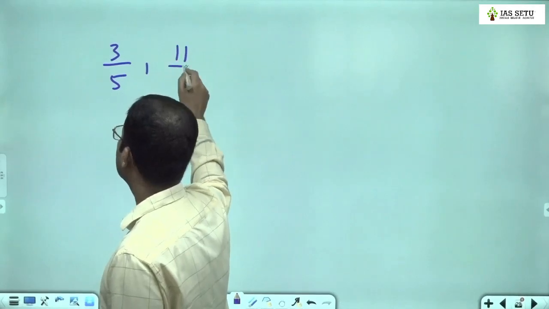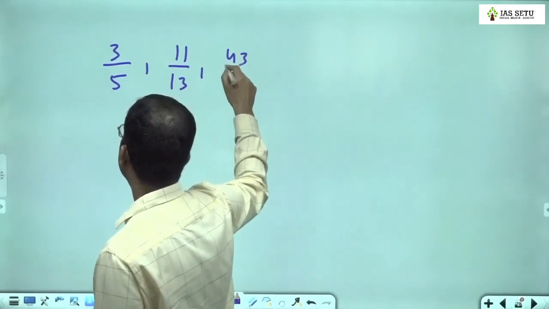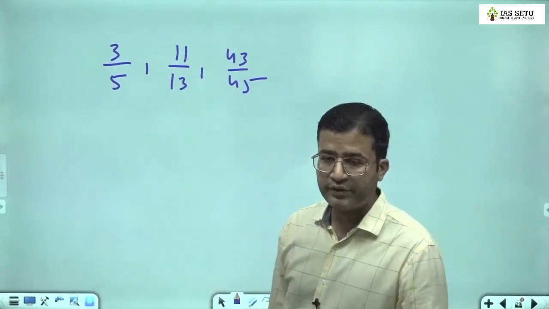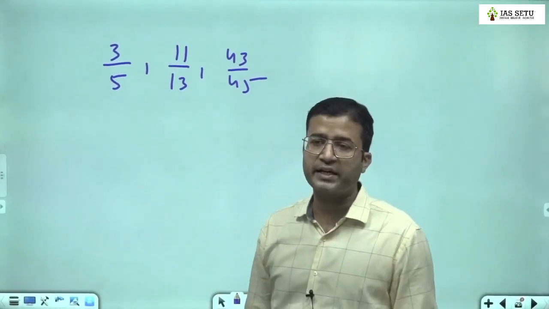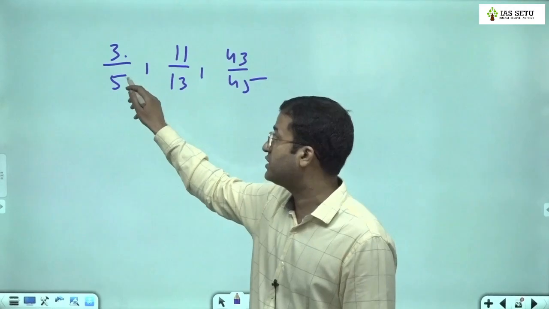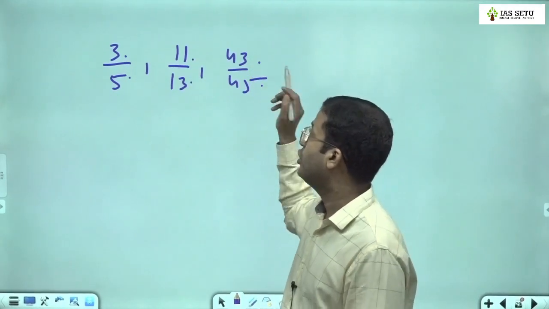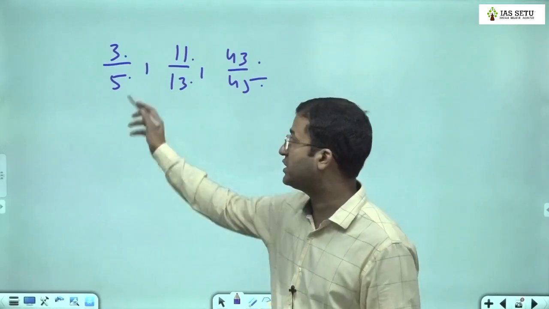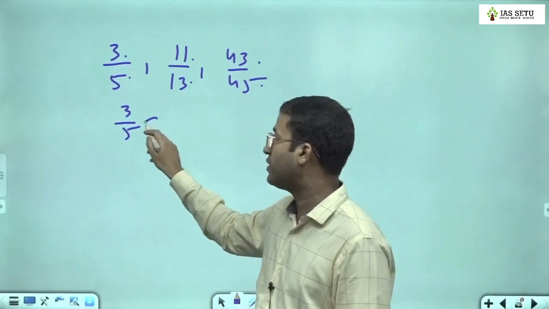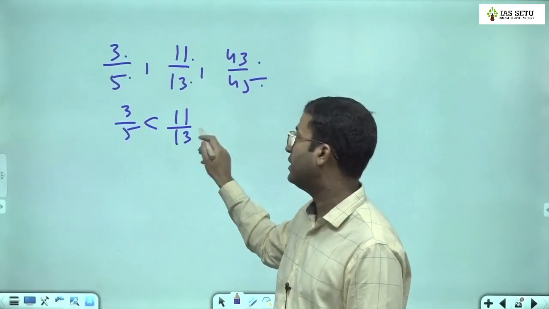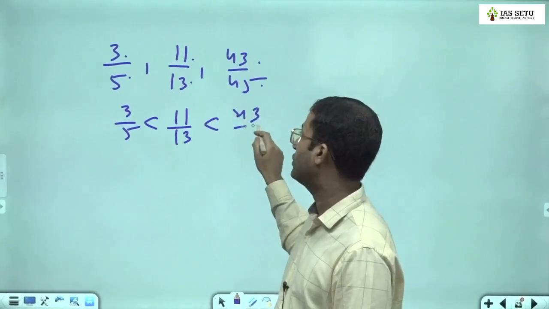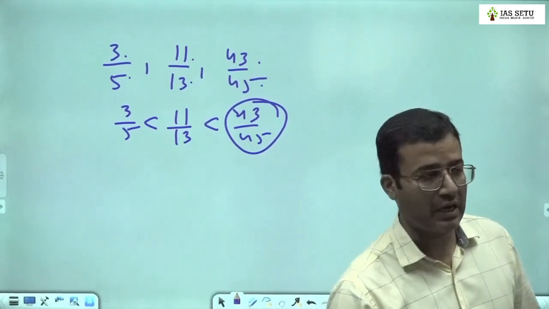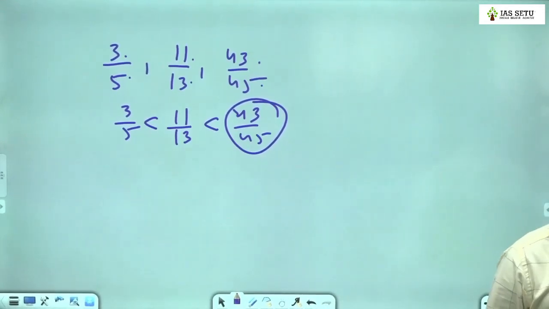3/5, 11/13, 43/45. We need only 1 second for this question because the difference is 2, difference is 2, difference is 2. And if these are proper fractions, you can directly say 3/5 is smaller than 11/13, smaller than 43/45. So this 43/45 is the largest fraction out of the given fractions.